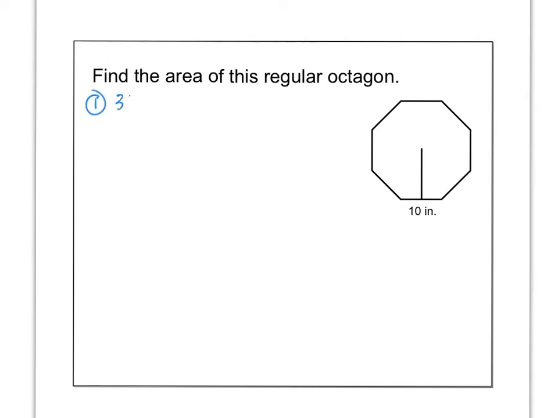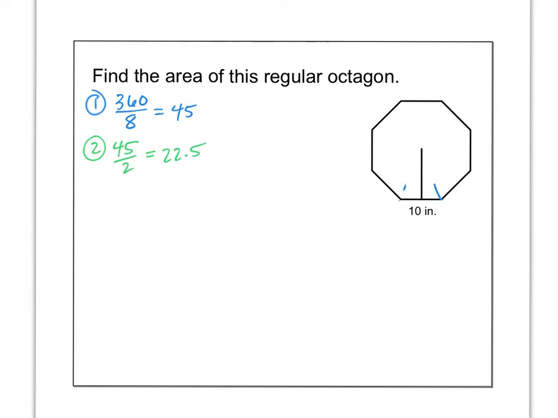Step number 1, find a central angle. It's an octagon, so you'll divide by 8. 360 divided by 8 is 45. So the thing you just found was that this angle right here is 45. Step number 2 is you cut the central angle in half. Half of 45 is 22.5.